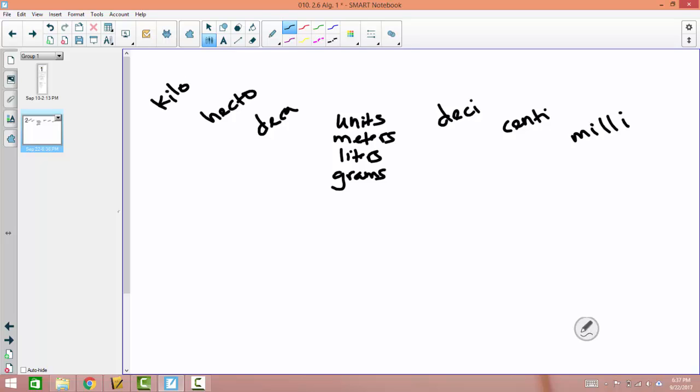So if you have 1 meter, there are 10 decimeters in 1 meter. There are 100 centimeters in 1 meter. And there are 1,000 millimeters in 1 meter. So these are smaller.